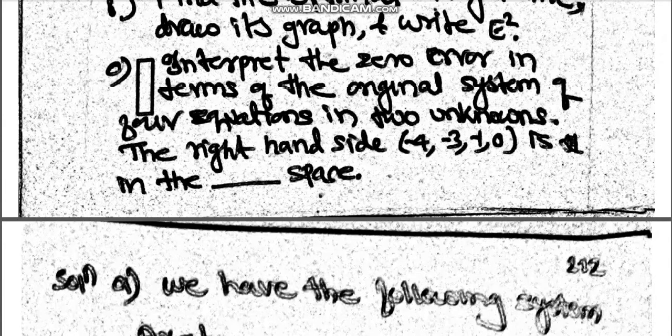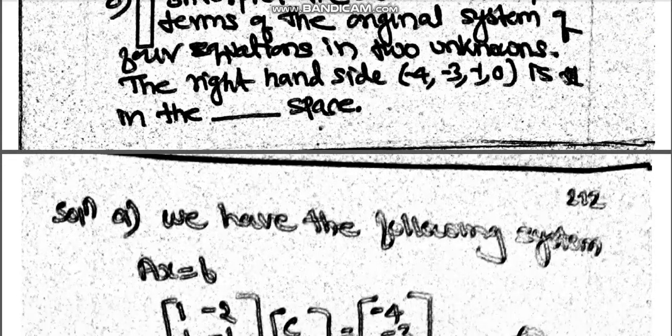That is, when x equals 0, what do you get? Sorry, no, interpret the zero error, not the zero vector, in terms of the original system of four equations. So if the error is equal to 0, what happens to the right-hand side, and in which space does it lie? It can be a column. So let us see. When you see the solution, you can interpret that value.